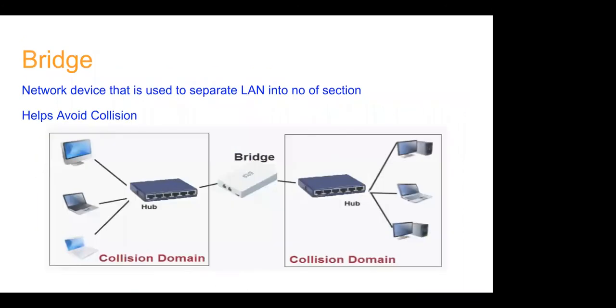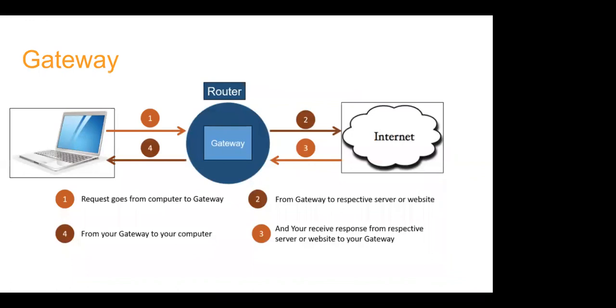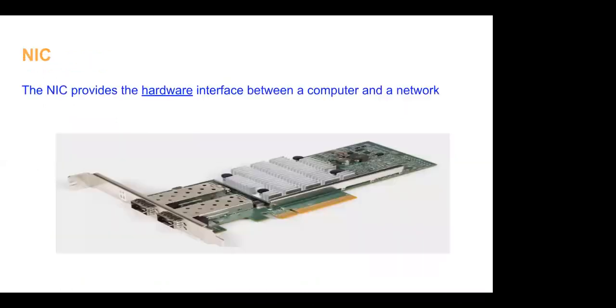Then bridges. Bridges are to avoid collision. What we have done is divided our network into segments. Gateway: if you want to communicate on internet, gateway is your interface for that connection. Same interface we have in AWS as well. NIC, ultimately when we say MAC address, that is your NIC. And as I told you, your name is unique. Jyoti is my name, that's my MAC address, and phone number is my IP address.